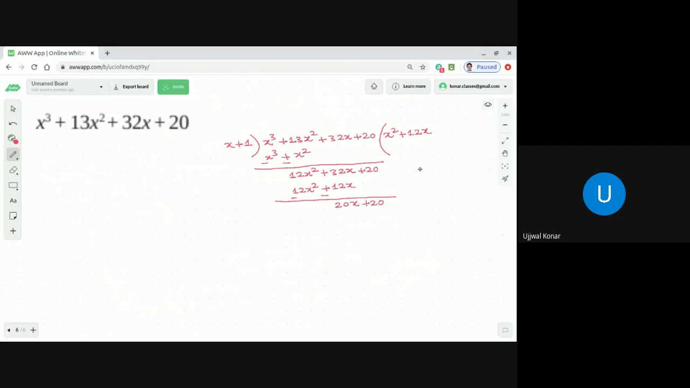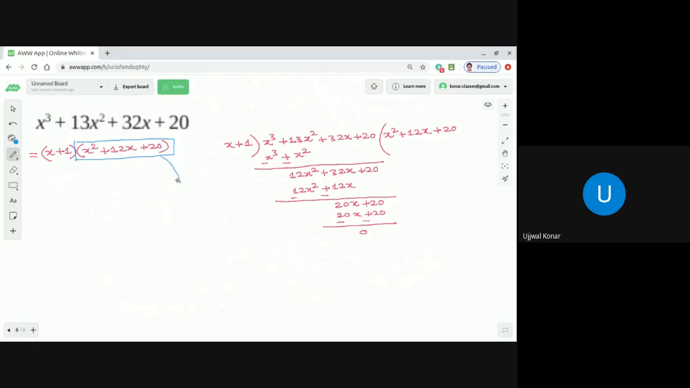20x plus 20. So what will we write here? Plus 20. So we say 20x plus 20. Then minus, finally you will get 0. So then what can we write here? We can write that the initial cubic expression is equal to x plus 1 into x square plus 12x plus 20. Now our concentration is on x square plus 12x plus 20.